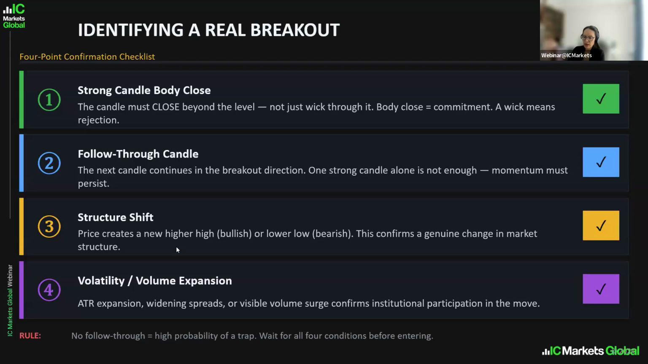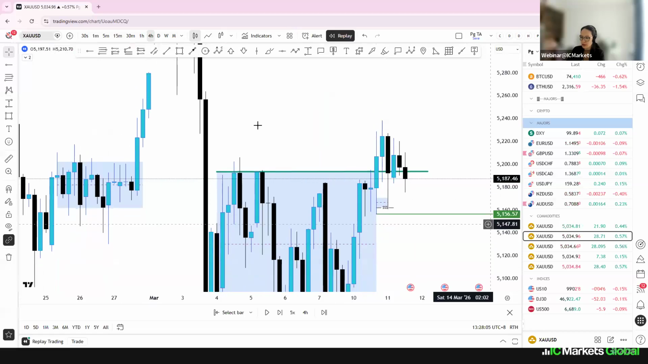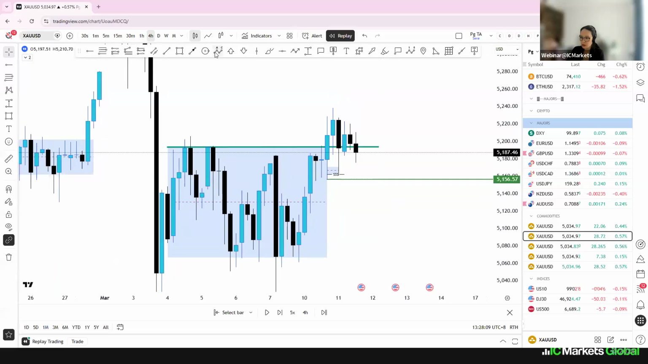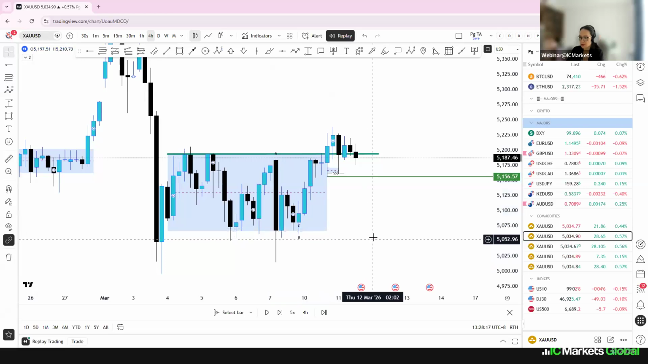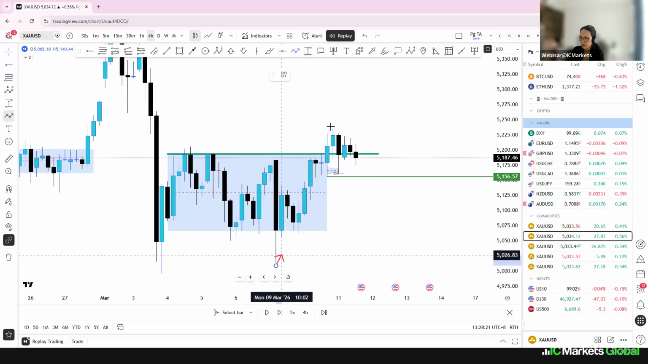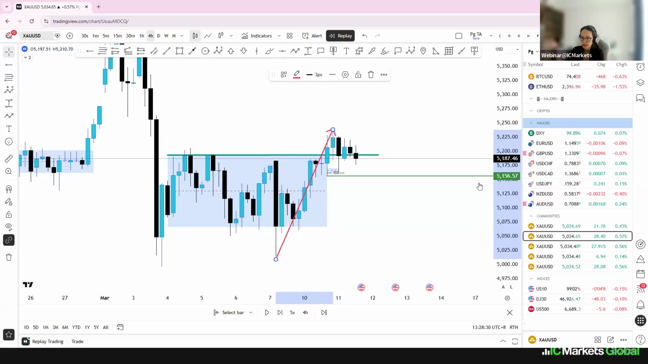Structure: price creates a new higher high in the bullish case, or a lower low in the bearish case. This confirms a change in the market structure. All right, here, what do you see? It's all ranging. After that, what did price do? Breakout. Now they make the higher high. This was the recent high. They close out of the range to create the higher high. So this is bullish momentum.